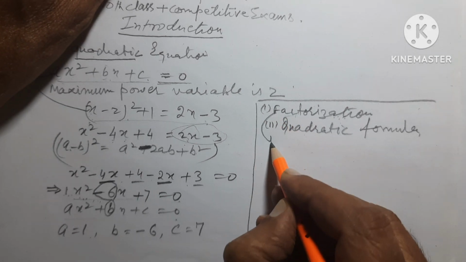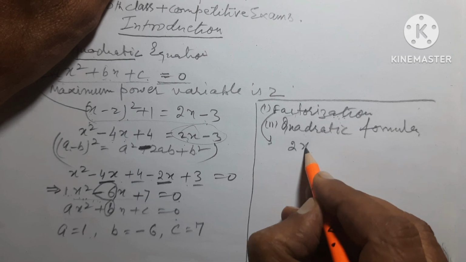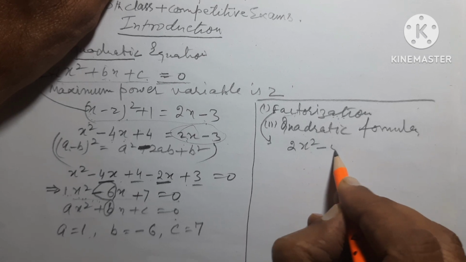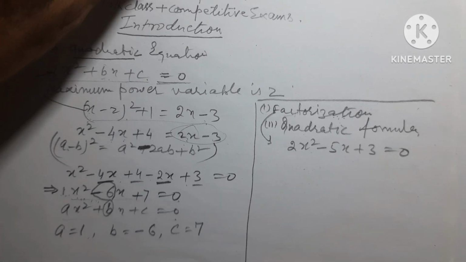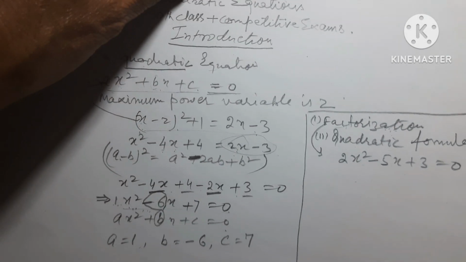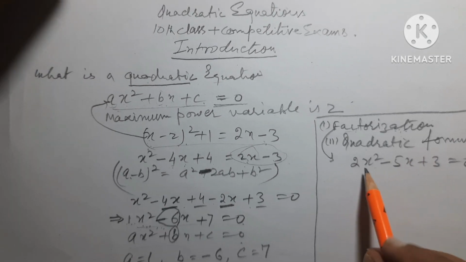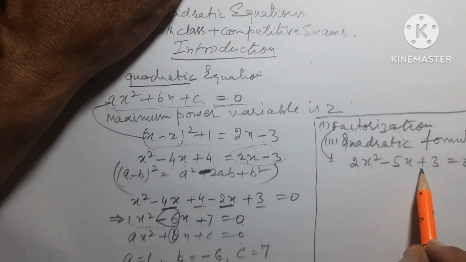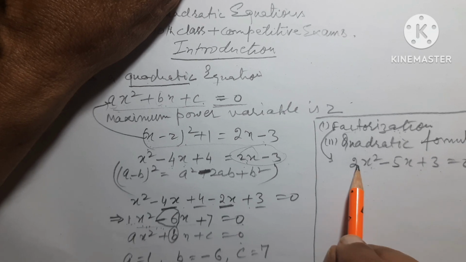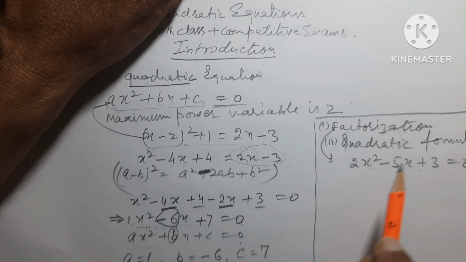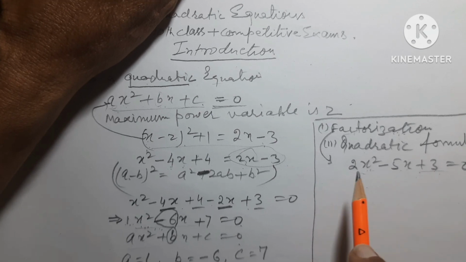Let us discuss factorization. Let us take one example: 2x square minus 5x plus 3 is equal to 0. We want to find the solution, or the roots, or the value of x of this given equation. It means the same thing. Root or solution means the same thing, that is, to find the value of x which satisfies this given equation.